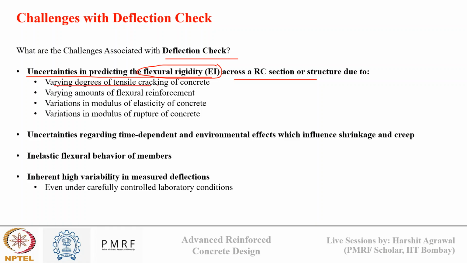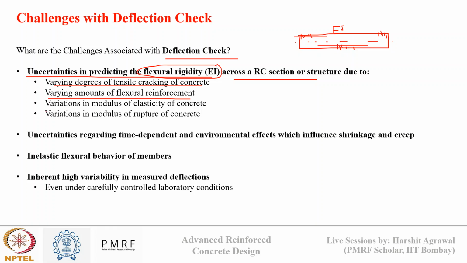Due to varying tensile cracking in concrete. When we talk about a reinforced concrete beam, it is not cracking uniformly throughout. There is some cracking in the mid span, there is cracking at the edges. So the degree of tensile cracking varies along the section, and this flexural rigidity of concrete will also vary around the section. There can be varying amounts of flexural reinforcement that we know. Here we provide compression reinforcement, here we are providing tension reinforcement.